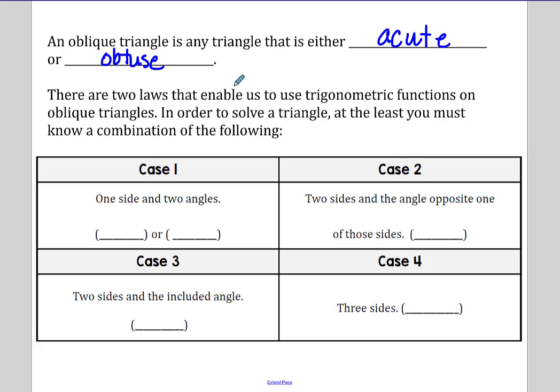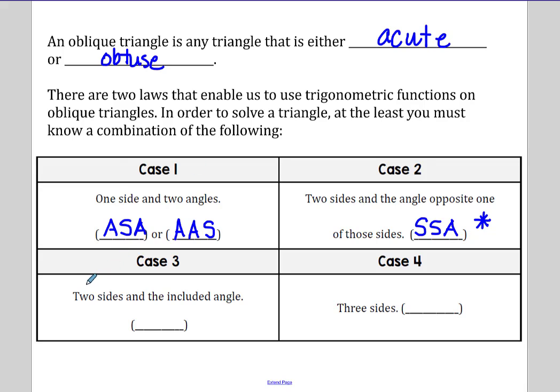In order to solve a triangle, at the least, you must know a combination of the following. You need either one side and two angles, which could happen with an angle-side-angle or an angle-angle-side triangle. Or you need two sides and the angle opposite one of those sides. That would be side-side-angle, and that has a tricky, ambiguous case to it.